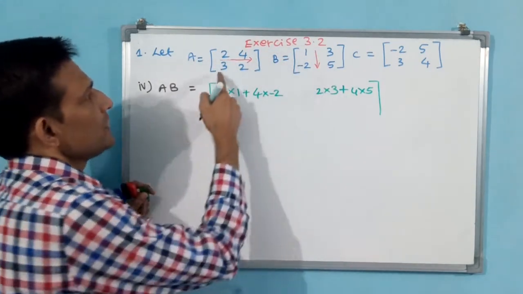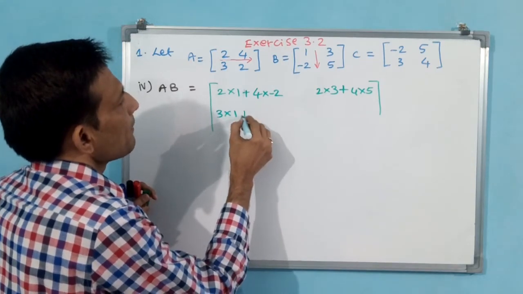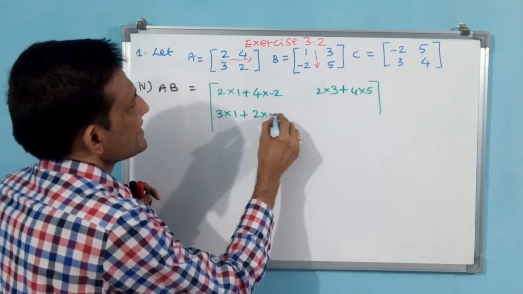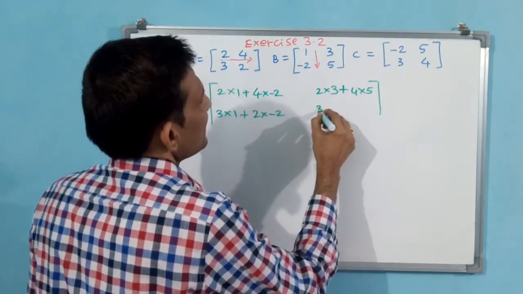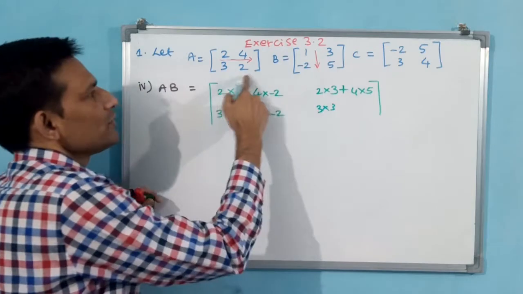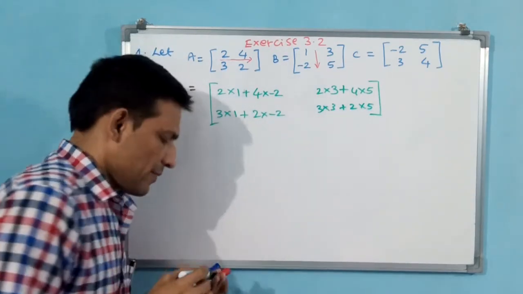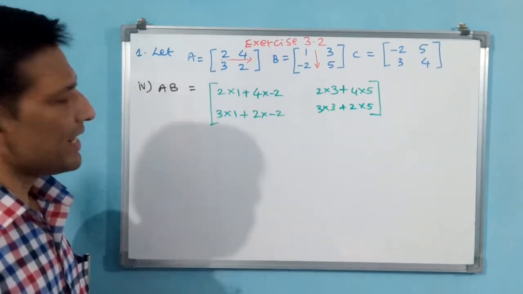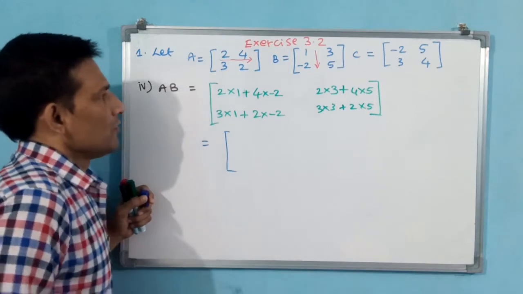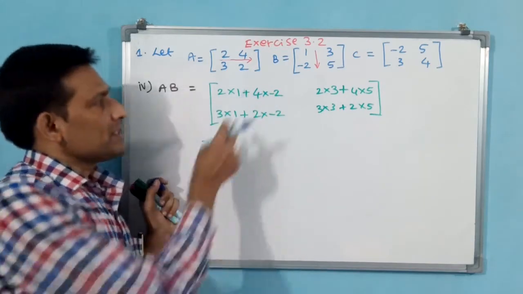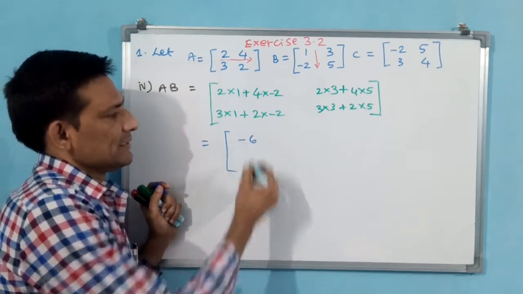Okay. Now you see 3 into 1 plus 2 into minus 2. 3 into 3, 2 into 5. Okay. Now you can write directly the number. 2 minus 8. Why? Because this is minus 8. 4 into minus 2, minus 8. 2 minus 8, minus 6.